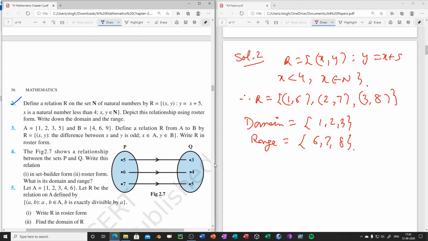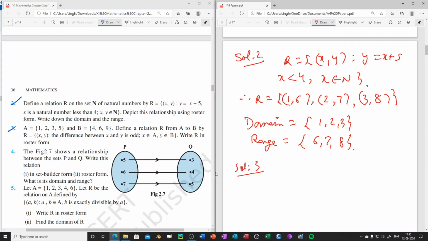Now the third one, question number 3. A equal to the set containing the elements 1, 2, 3, 5, and B equal to the set containing 4, 6, 9. Define a relation R from A to B by R equal to the collection of all ordered pairs x, y such that the difference between x and y is odd, x belongs to A, y belongs to B. Write R in roster form. So let us do the third one now.